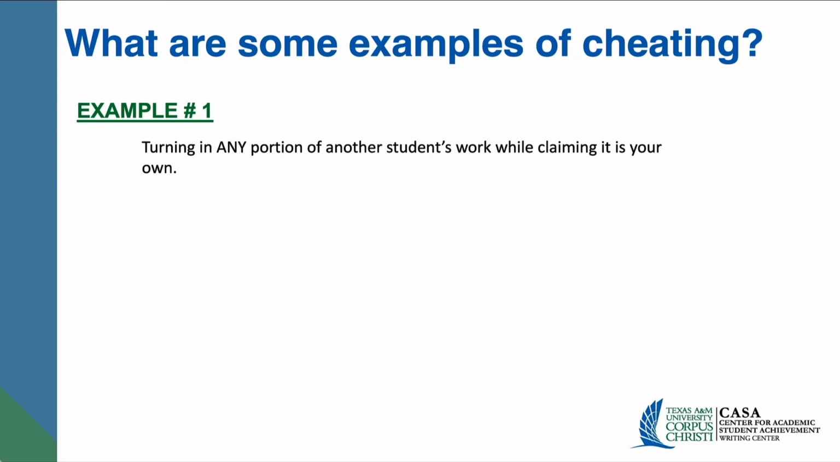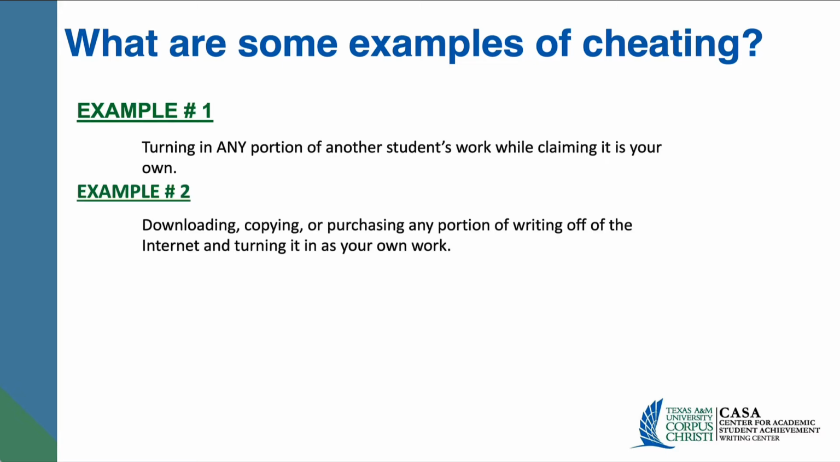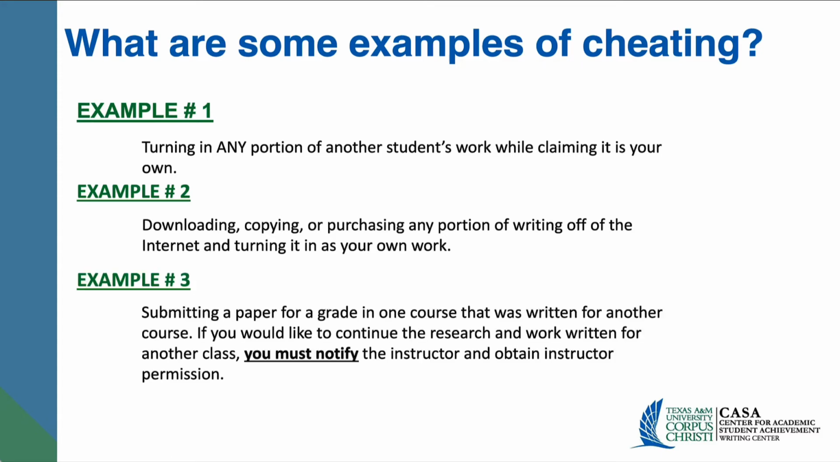Number 1, turning in any portion of another student's work. So even if you just took 2 or 3 sentences from their introduction, that is plagiarism. Number 2, downloading, copying, or purchasing any portion of work off the internet. And then, submitting a paper for a grade in one course, and then using that for a grade in another course without express permission is considered cheating. Examples 1 and 2 are always cheating, express permission or not.